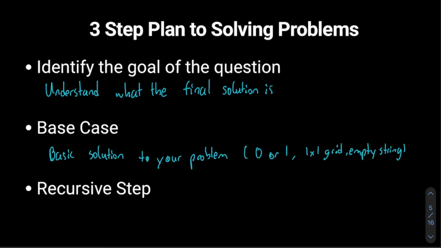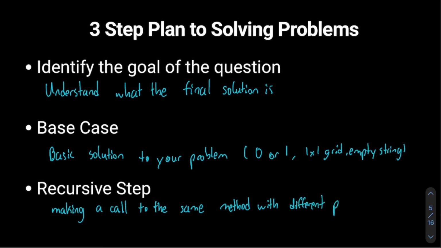The recursive step has 2 parts to it. The first part is making a call to the same method with different parameters. Now, why do you want different parameters? Well, your goal is to eventually stop this recursive call, I would hope. You don't want that infinite recursive loop like you saw with the "Did you mean recursion" on the google.com search. Rather, you want to make a call to the same method with different parameters, but why?